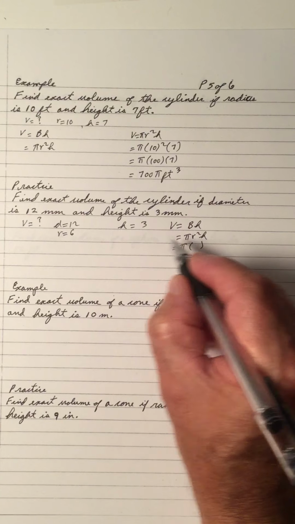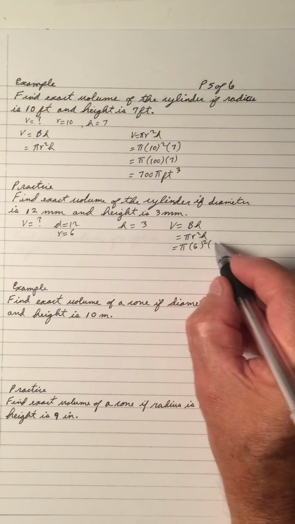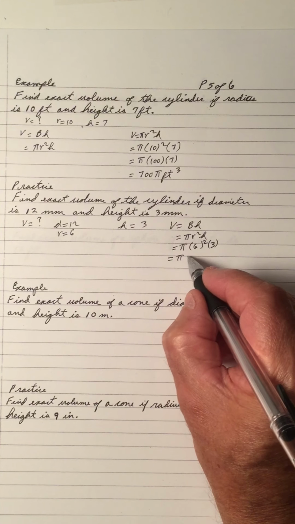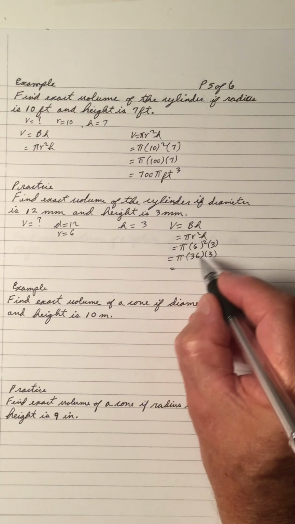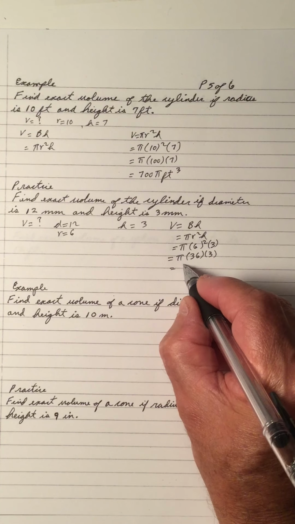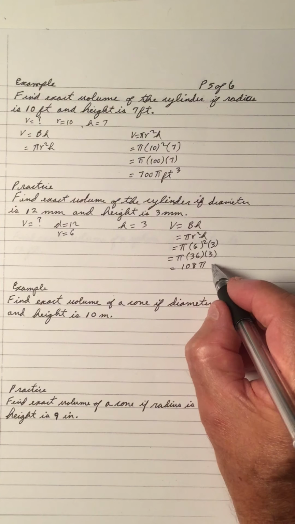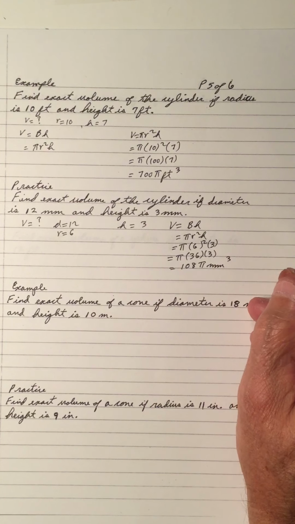And the radius is 6, so 6 squared. The height is 3. So let's square first. 6 squared is 36 times 3. And 36 times 3 gives me 108 pi. And the units is millimeters, so it's millimeters cubed for volume.